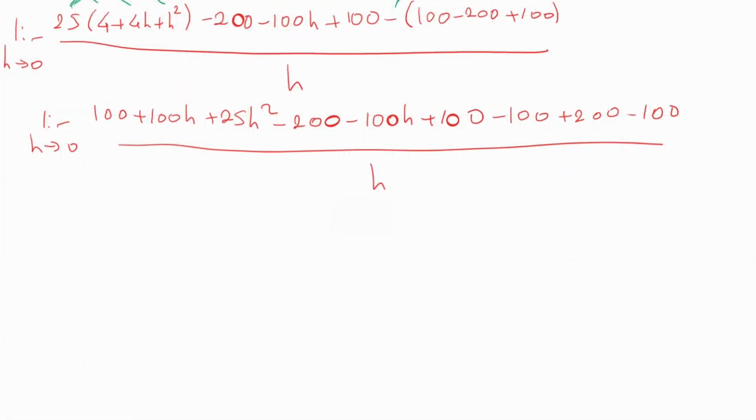Now I can cancel some of the things out. So I see positive 100 over here and a negative 100 over here. Cancel those out. I see a positive 100 and a negative 100 over here. Cancel these out. I see positive 100 over here and a negative 200, so these are canceled out. I see a negative 100 and a positive 100, these cancel out.